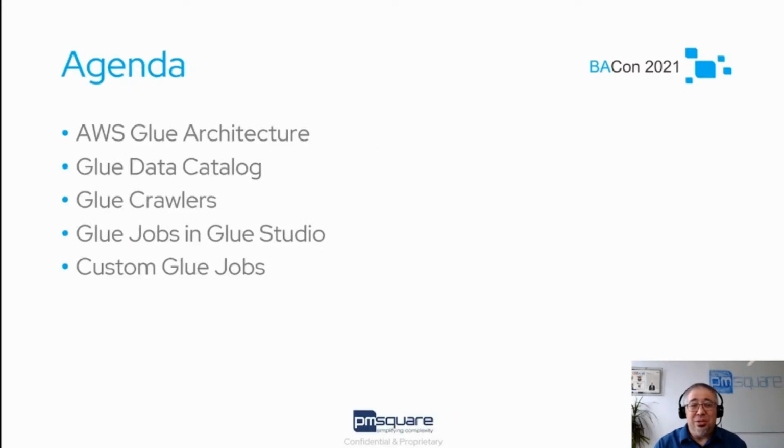Today, I'm going to talk to you about the AWS Glue Architecture, which starts with the Glue data catalog, which is populated by Glue crawlers, ETL jobs in Glue Studio, and custom ETL jobs with just plain Glue jobs.